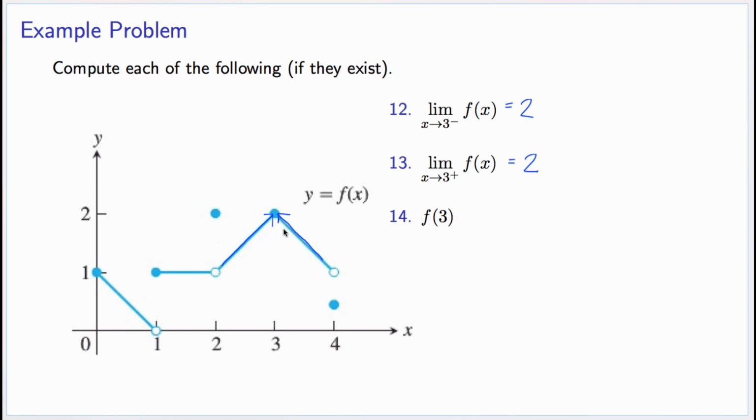f of 3, the value of f of x when we plug in x equals 3, that is also equal to 2. And again, looking at these two one-sided limits, those both exist and are equal. So we can say that the overall limit as x goes to 3 of f of x is equal to 2.